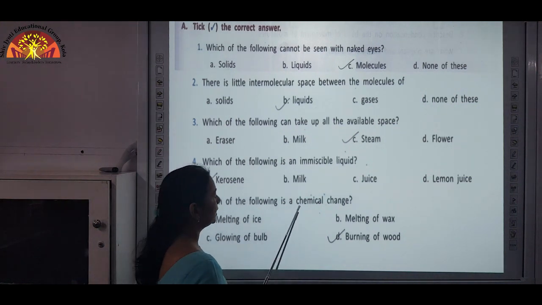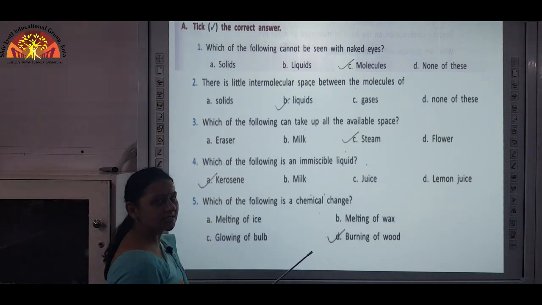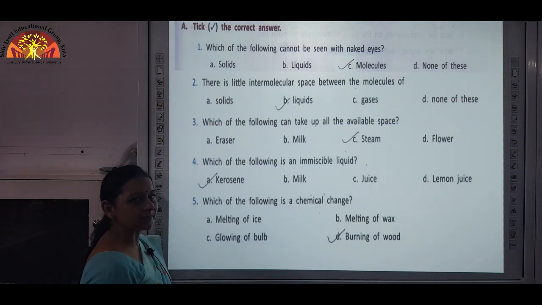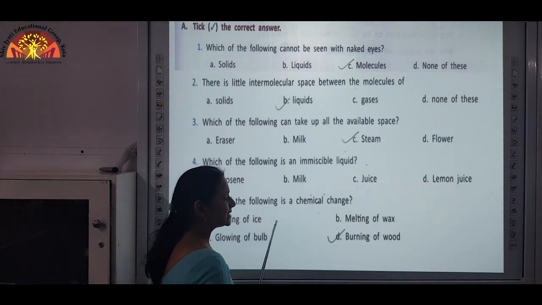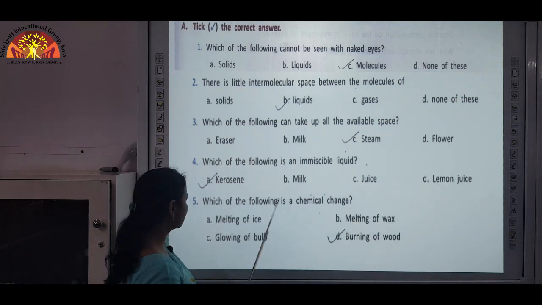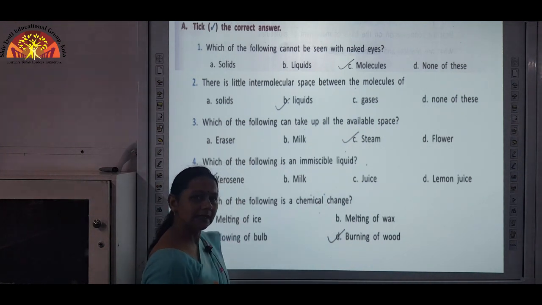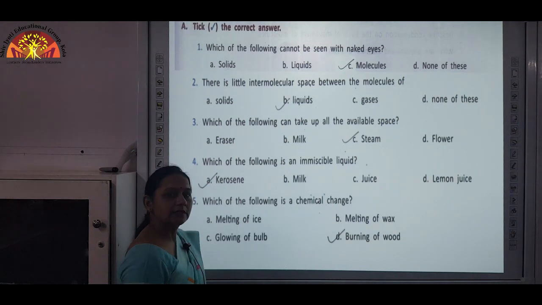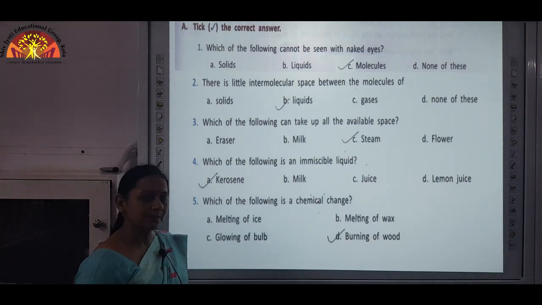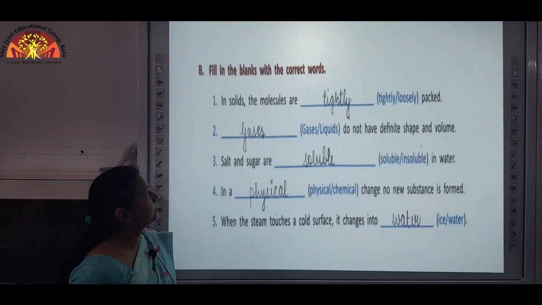Which of the following is a chemical change? Chemical change is where a new substance is formed. Melting of ice is physical, melting of wax is physical, glowing of a bulb is a physical change, burning of wood is a chemical change. So, you need to tick the fourth option, that is burning of wood.